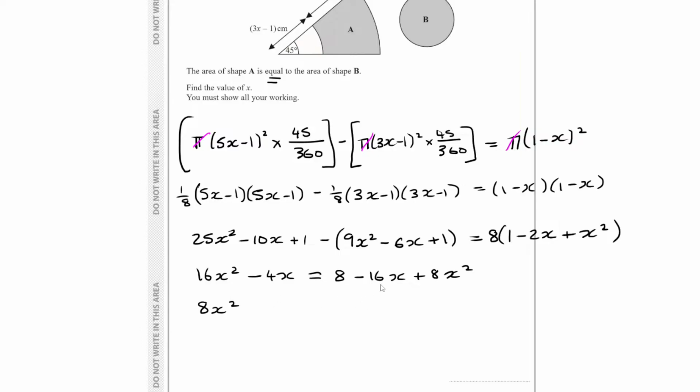And then I added 16, so that gives you plus 12x. I want to make sure I'm not getting this wrong. Yeah, plus 12x. And then I took away 8, which then obviously makes it equal to 0.